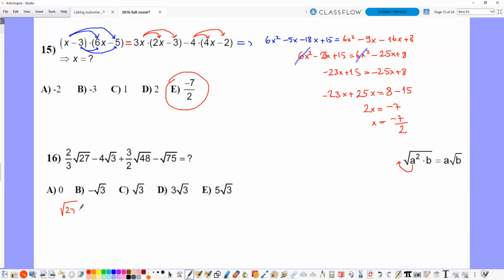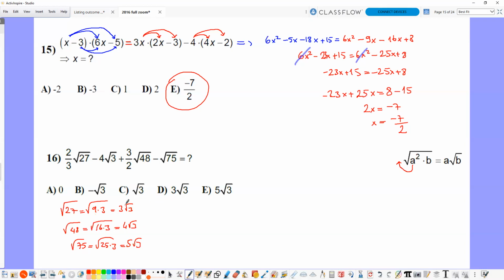Here, for the 27, I'm going to write: it is equal to root 9 times 3, and root 9 times 3 can be written as equal to 3 root 3. The root of 9 is equal to 3, that's why. Root 48, ladies and gentlemen, it's equal to root 16 times 3, the root of 16 is equal to 4, so it's 4 root 3. Okay, the last one is root 75, and that's equal to root 25 times 3. That's also 5 root 3.